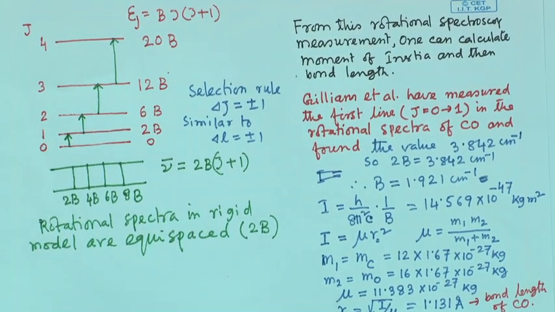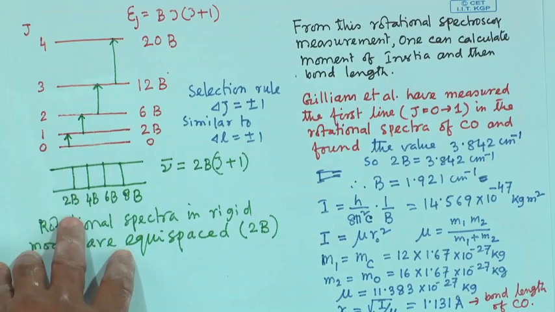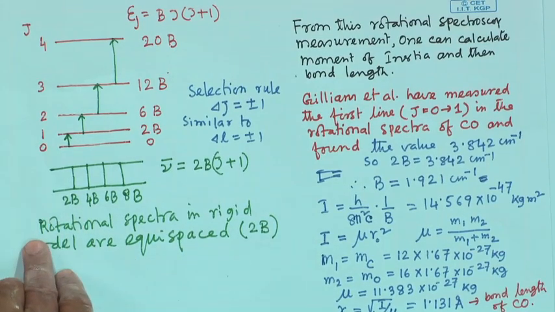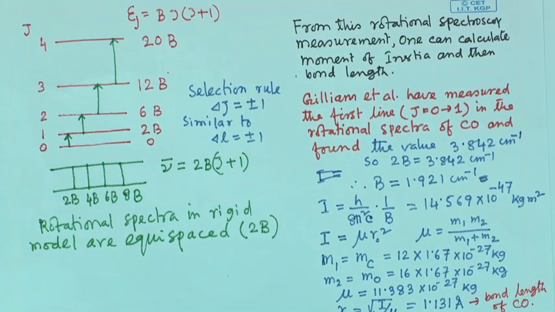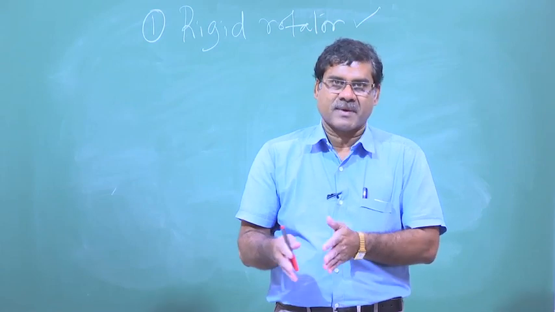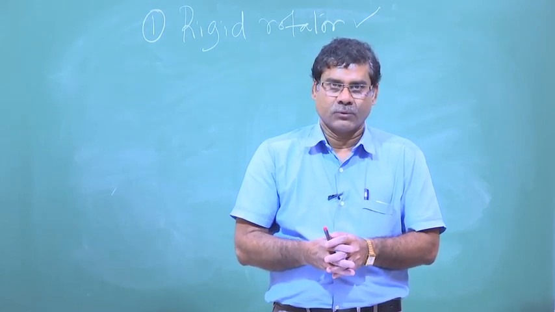So, from the rigid rotator model we will get the spectra of a diatomic, linear molecule, and it will give equispaced spectral lines, and the difference between the successive spectral lines is 2B.